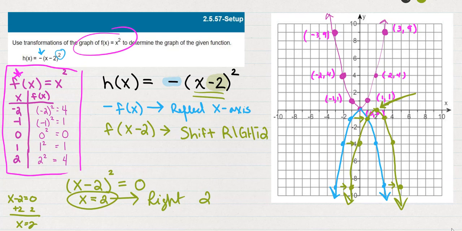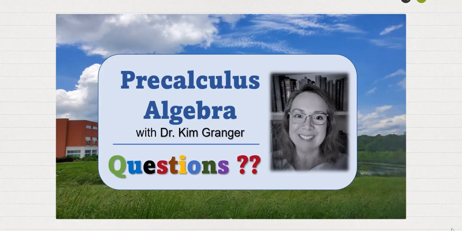Well, I hope that this short video walking through the transformation of the x squared being flipped across the x-axis and shifted 2 to the right has helped you a little bit better understand that. Please do let me know if you have any questions or need further assistance with this.